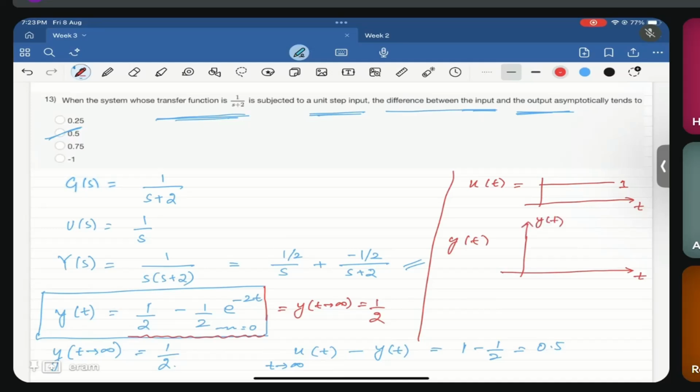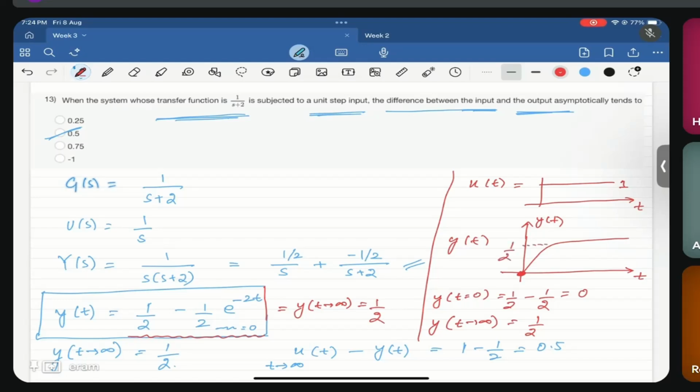At t equals 0, what will be the value of y? At t equals 0, we will have 1 by 2 minus e to the power 0, which is 1, so minus 1 by 2. So sorry, I have drawn it incorrectly. Just for reference only I drew it. So it will start at 0, right? And as t tends to infinity, it is settling to 1 by 2. So it will start at 0 and settle to 1 by 2, right?